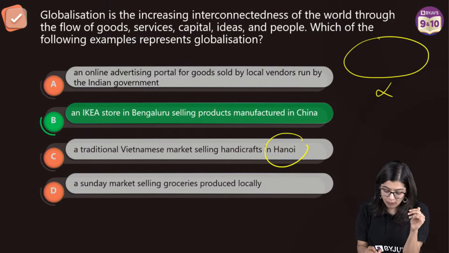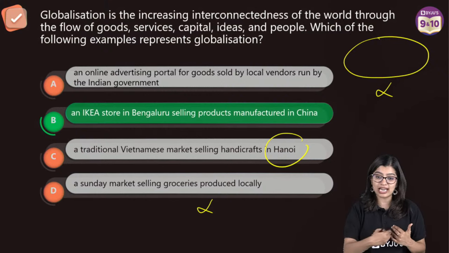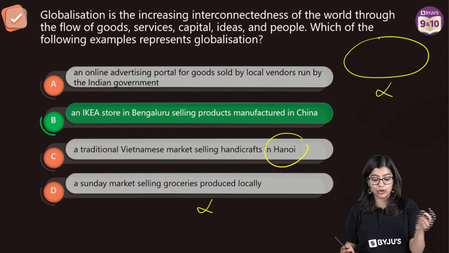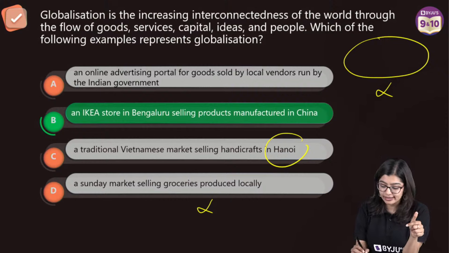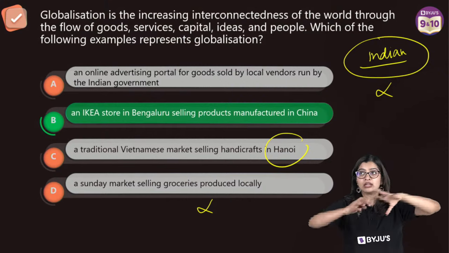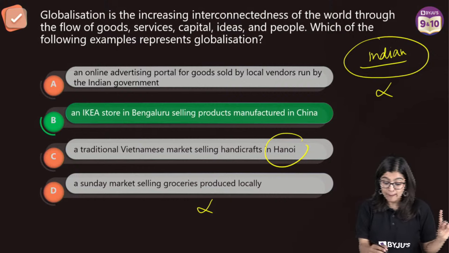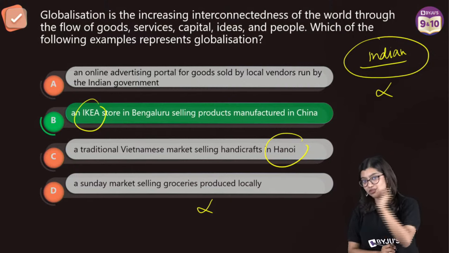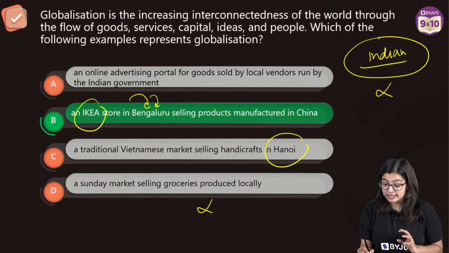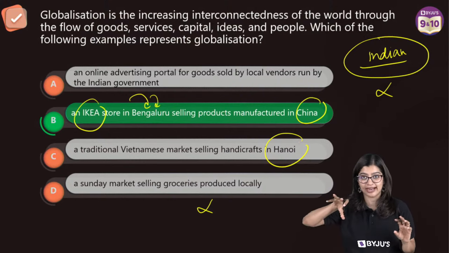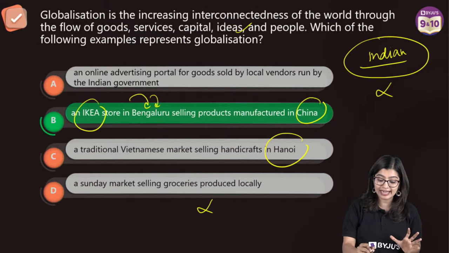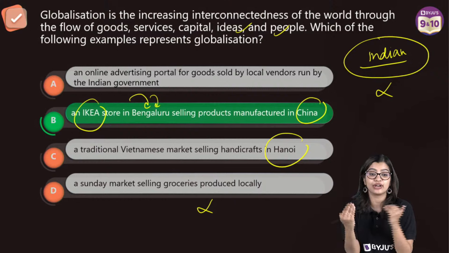That's why no. Now what about groceries in a local area? Absolutely not. Local online advertising portals with goods sold by local vendors run by the Indian government. Again, it is happening within the country itself, right? It's an Indian brand locally selling its stuff. Absolutely not. But an IKEA store, which is not based in India, is selling in Bangalore. It's opened up an outlet in Bangalore, selling products manufactured in China. So what is happening? There is a flow of goods, capital, ideas and people across different countries.